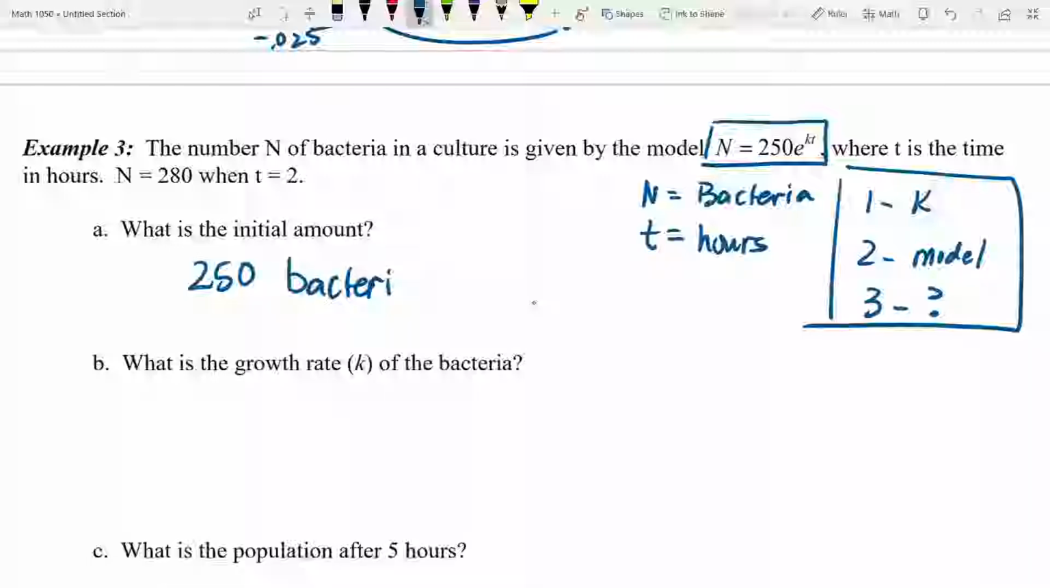Is it bacterium or does anybody know? It is bacteria if there's more than one. Okay, see how smart you are.